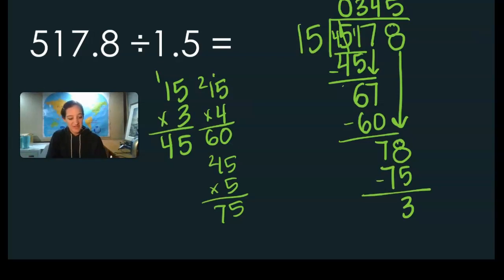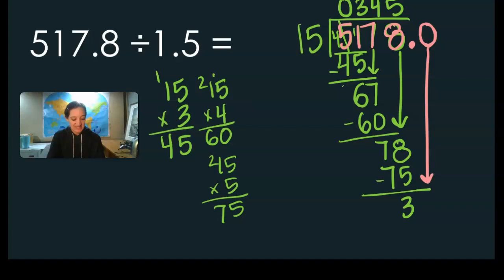So what I'm going to do now is add a decimal and a 0 at the end, because that doesn't change the number at all, right? It is still 5,178, but now I'm just saying, look, I have no dimes. So it doesn't change my number. It's totally okay to do that.